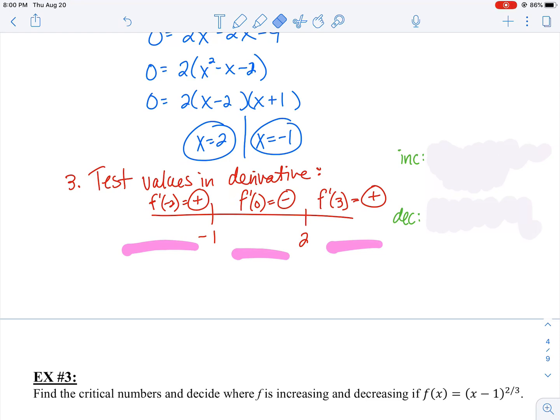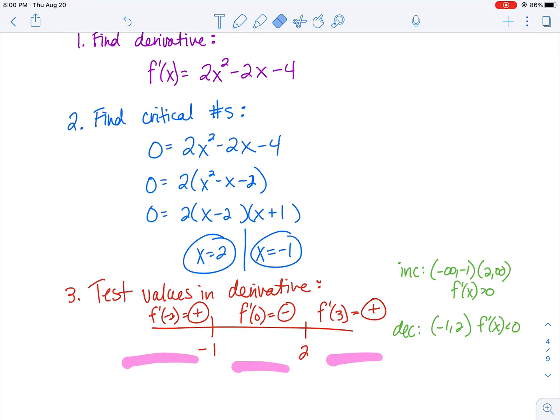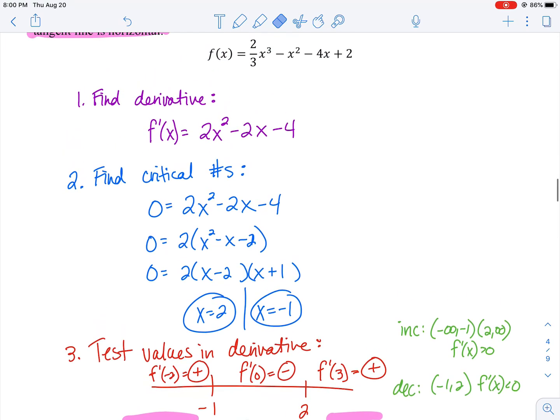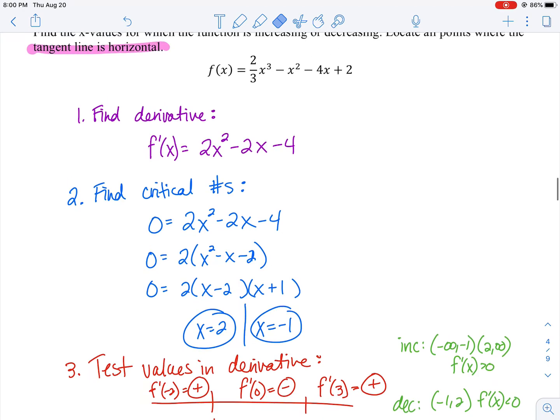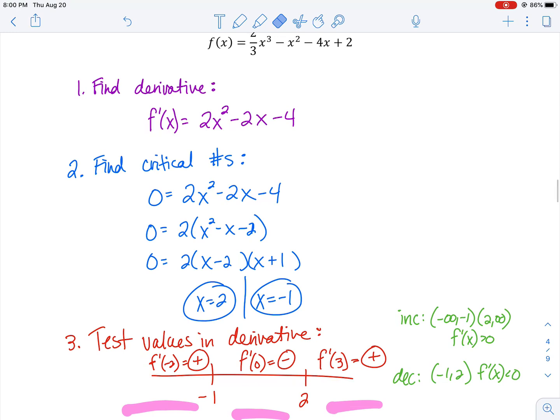So that means my function is increasing from negative infinity to negative 1, and then again from 2 to infinity, because my derivative was positive. My function was decreasing from negative 1 to 2, because my derivative is negative. So I know now exactly where my function goes up, goes down, and even has a horizontal tangent, where it's increasing, decreasing, and where it has those little hills and valleys. All by looking at my derivative, finding my critical numbers, and then testing values in each interval.